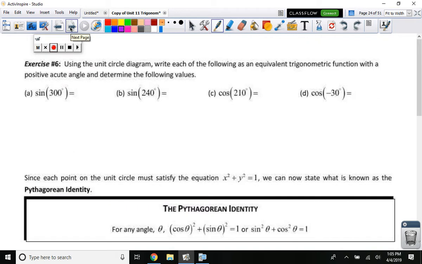Okay, using the unit circle diagram, write each of the following as an equivalent trig function with a positive acute angle and determine the following values. Okay, so listen, let's just figure out how to draw this first. And we're going to come up with our actual answer. And then I'll talk about what it means to do the other pieces. So your angle is 300. So when we draw our picture, we're drawing an angle in the 4th quadrant.